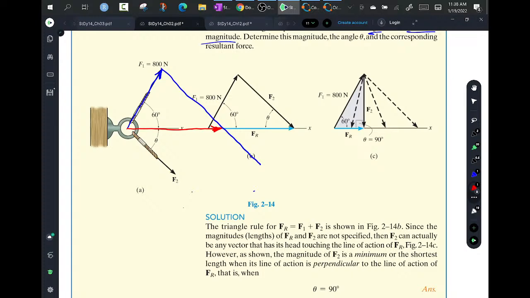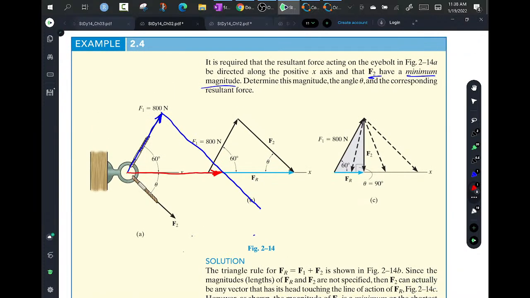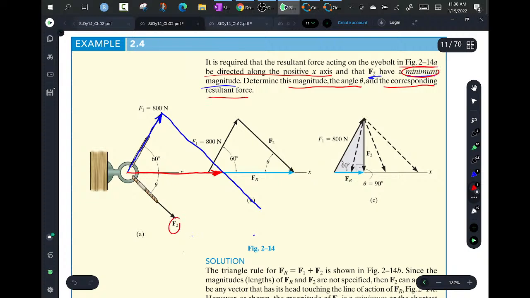But it turns out that it says, now think about this, it is required that the resultant force acting on the eye bolt in the figure is directed along the positive x-axis. Okay, so it's determined that. But determine the magnitude and the theta of the corresponding resultant force such that F2 is a minimum.